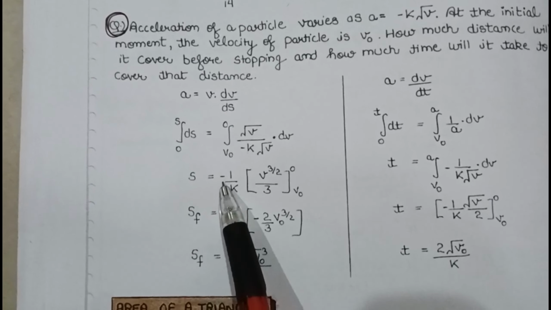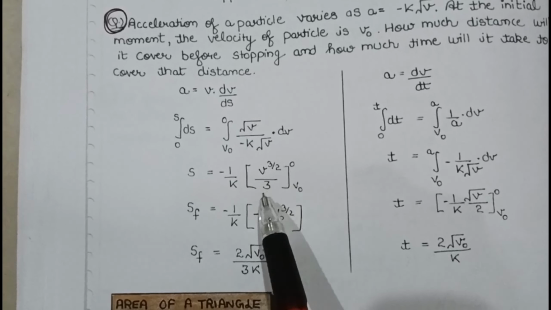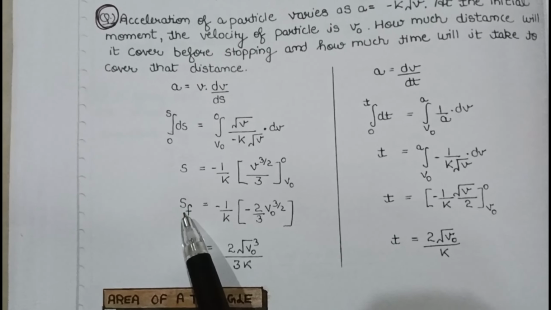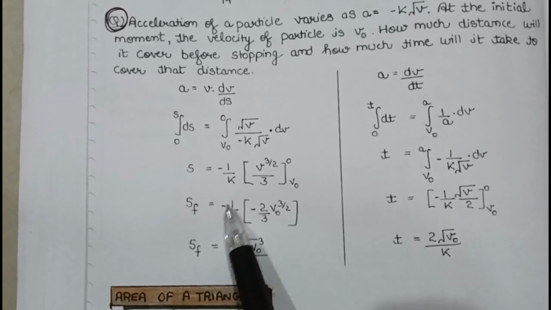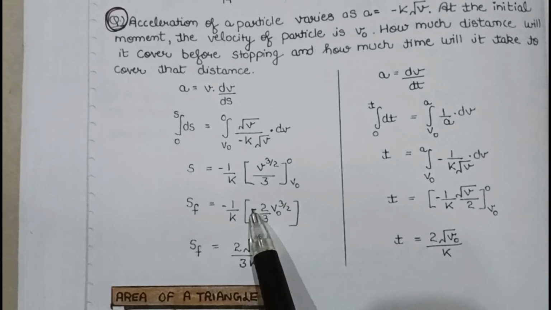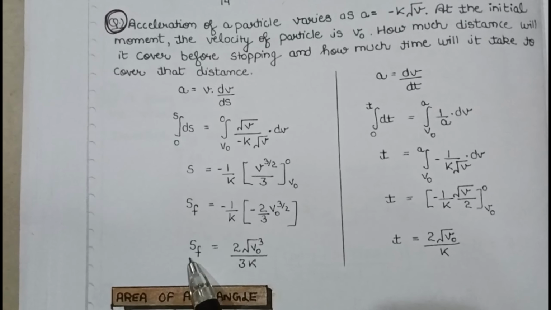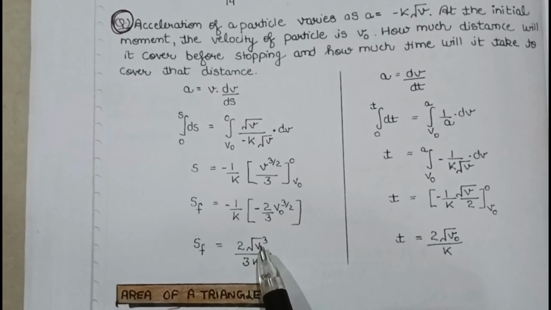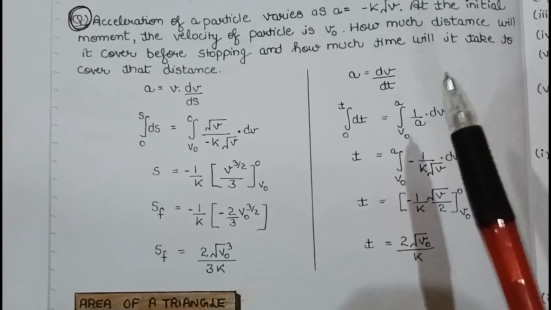S is equal to minus of 1 by k into v power 3 by 2 upon 3 ranging from v naught to 0. Final displacement or final position is equal to minus of 1 by k into minus of 2 by 3 v naught power 3 by 2. Therefore, final position is equal to 2 into under root of v naught cube upon 3k.